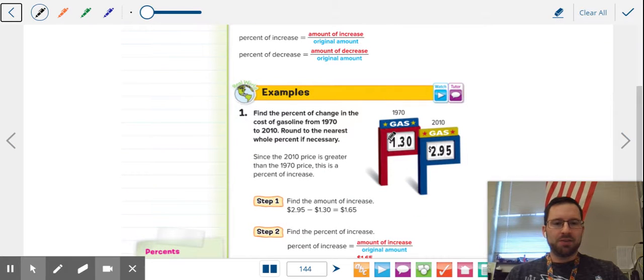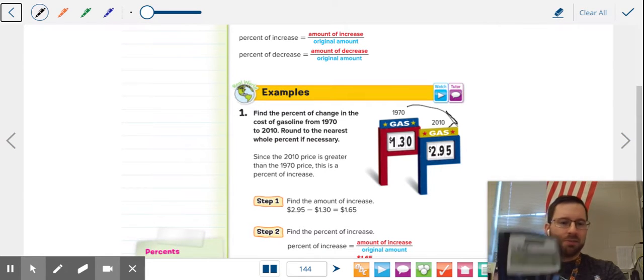So in this case, you have the gas price from 1970 to 1980. This is clearly an increase in price. How much did it increase in price? You take the second number, right? Always the second number minus the first number. It increased in price by $1.65.